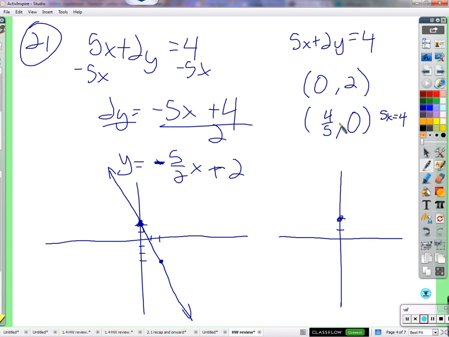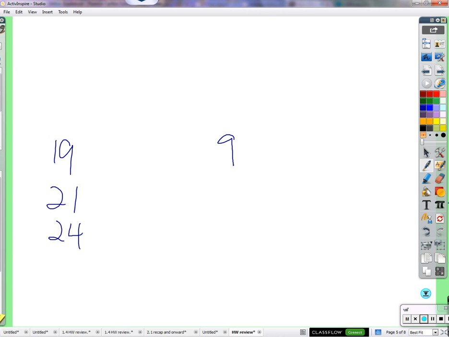So one of the points is the same as this one, 0, 2. The other one we found is 4/5, 0. 4/5 would put us right about there. Maybe graph it like that. Same line? Yeah, it goes through 4/5 on the x-axis. Because I'm such a good grapher of lines. Okay, here we go.